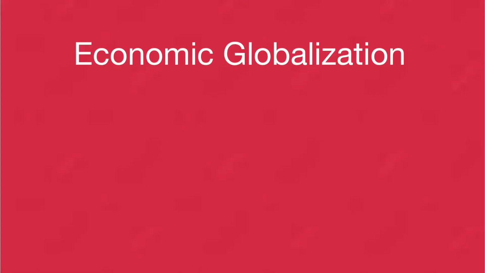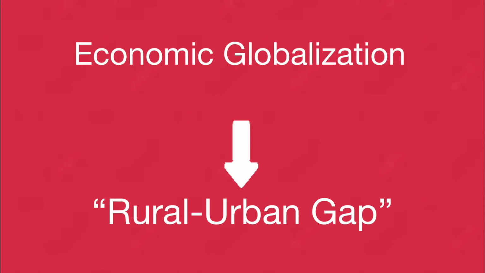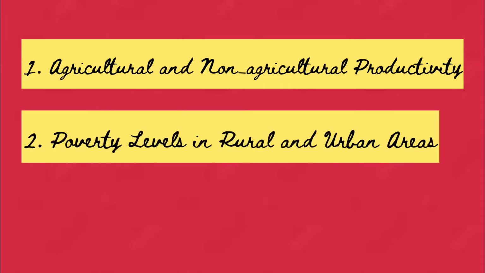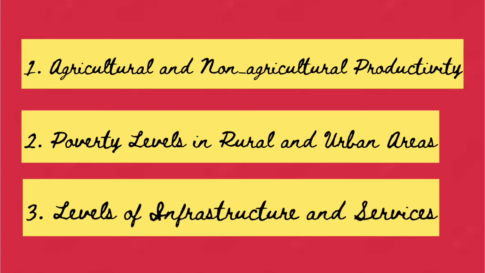Because of economic globalization, we've all heard of the great divide between life in rural and urban areas. The rural-urban gap can be seen in three measures that contrast welfare levels in the rural and urban areas. 1. Agricultural and non-agricultural productivity. 2. Poverty levels in rural and urban areas. And 3. Levels of infrastructure and public services deprivation in rural and urban areas.